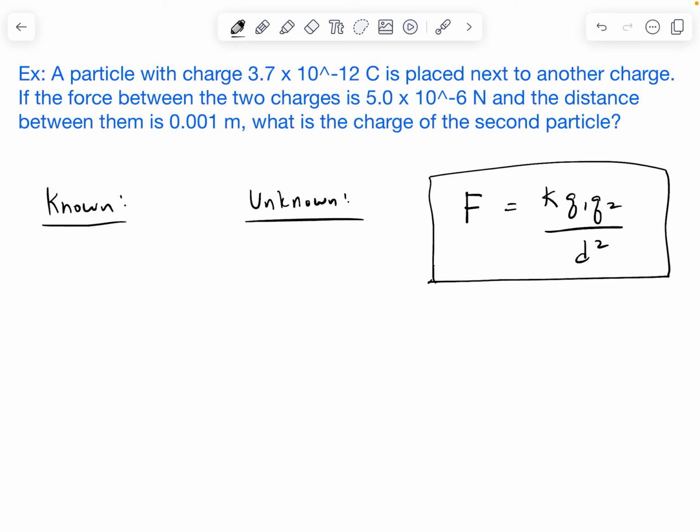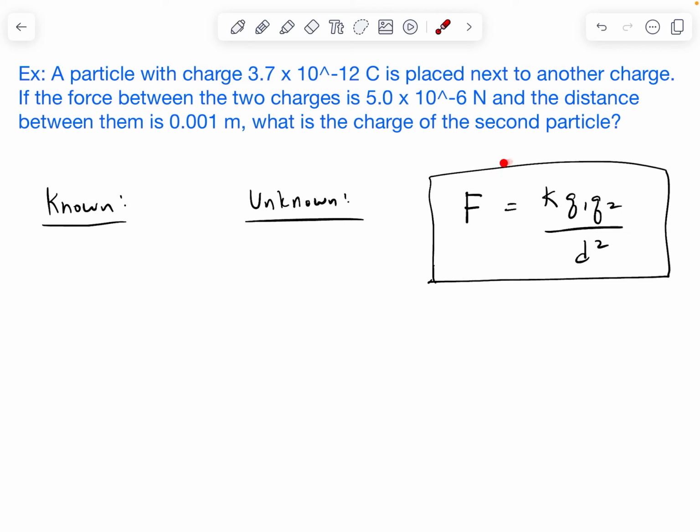In this video, I'm going to show you how to use Coulomb's law to solve for an unknown charge. Our problem for today: a particle with charge 3.7 times 10 to the negative 12th coulombs is placed next to another charge. If the force between the two charges is 5 times 10 to the negative 6 newtons, and the distance between them is 0.001 meters, what is the charge of the second particle?